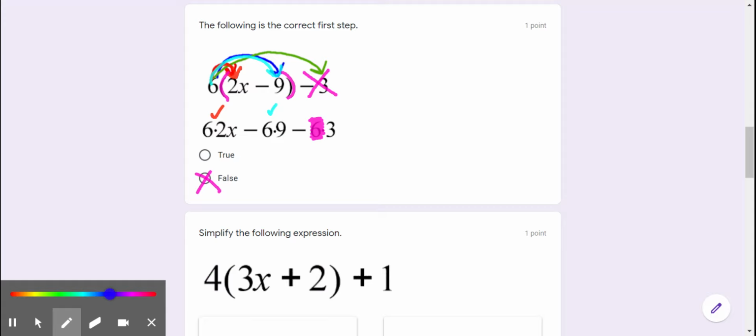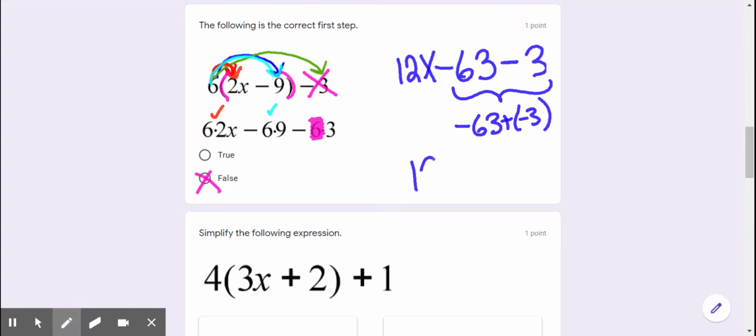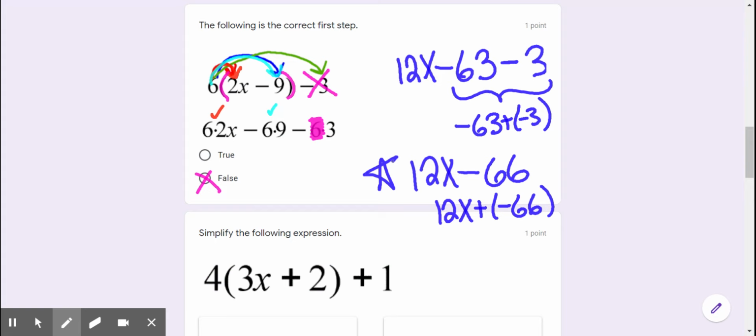But if you continue on with the problem, 6 times 2x is 12x. Minus 63 minus just a regular 3. These are my like terms. And negative 63 plus another negative 3 is 12x minus 66. Or if it's your thing, 12x plus a negative. But again, I try and keep it as simple as possible. 12x minus 66.